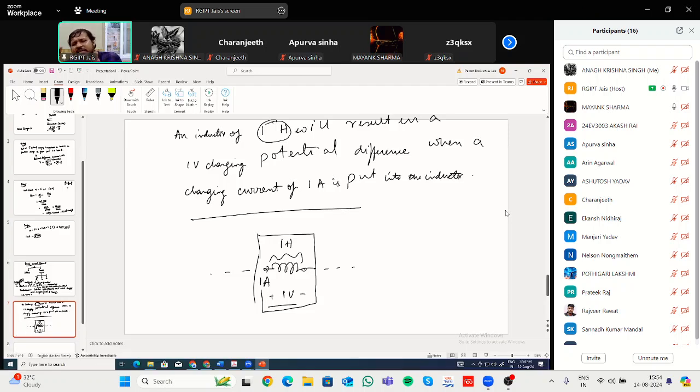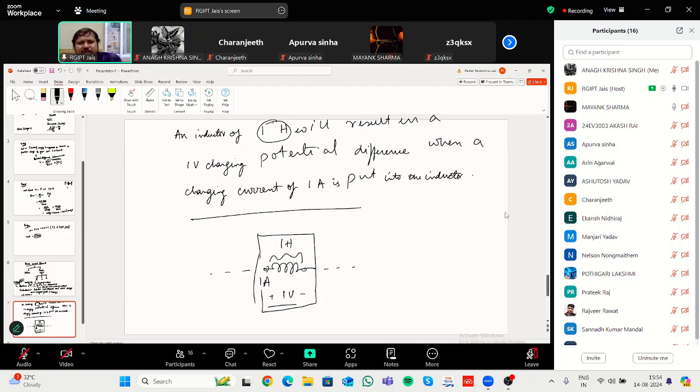Let us say there is an inductor of value L. Then what will be the relation between current over time and voltage? I am talking about the changing part. What it means mathematically, that will start in our next session.